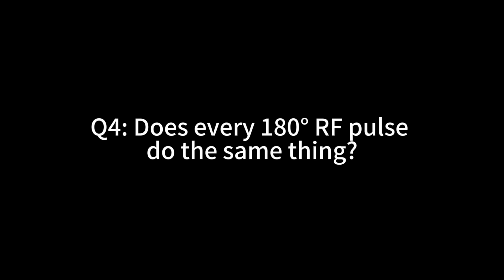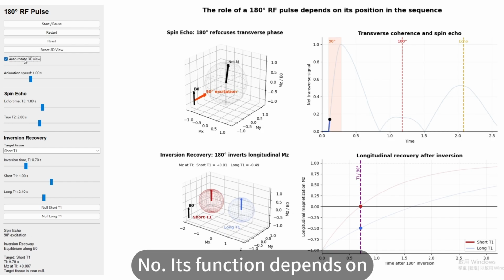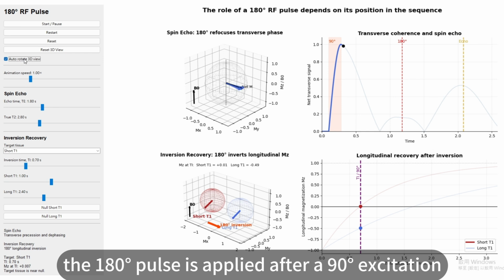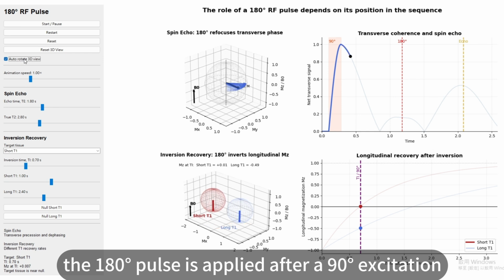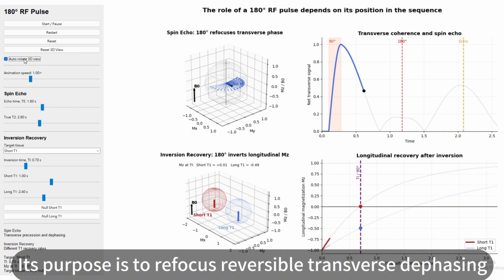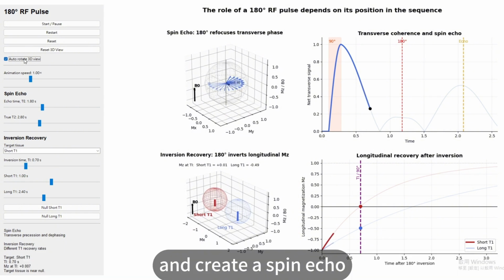Question 4. Does every 180-degree RF pulse do the same thing? No. Its function depends on where it appears in the sequence. In the spin echo sequence, the 180-degree pulse is applied after a 90-degree excitation. Its purpose is to refocus reversible transverse dephasing and create a spin echo.